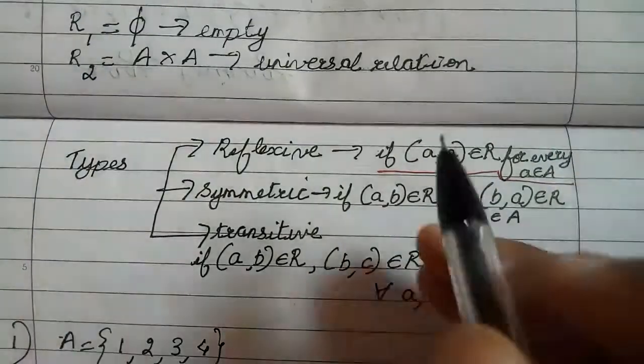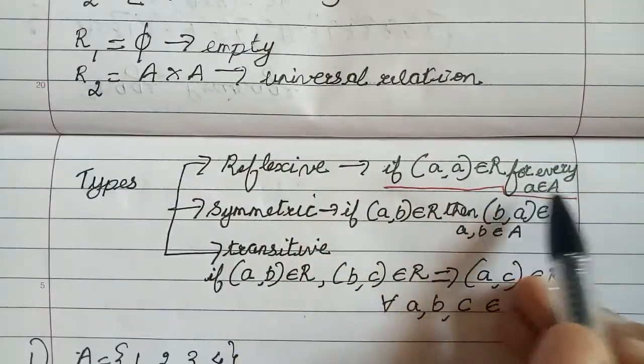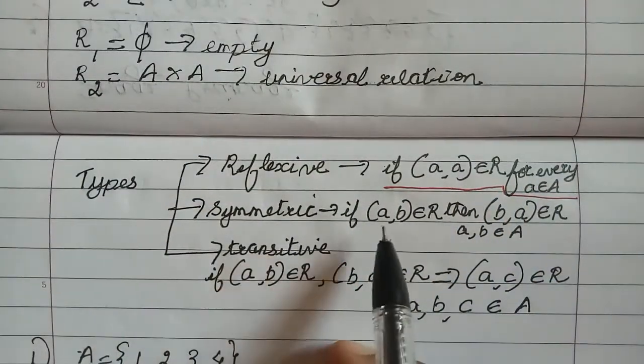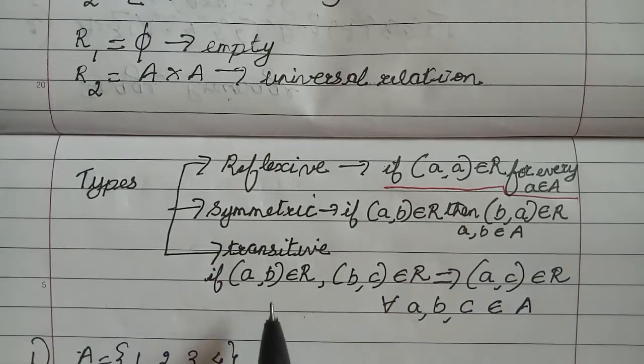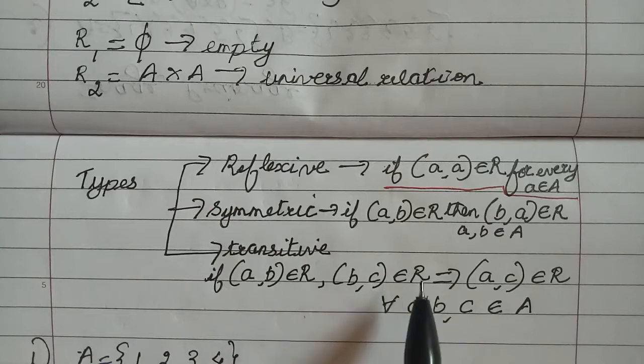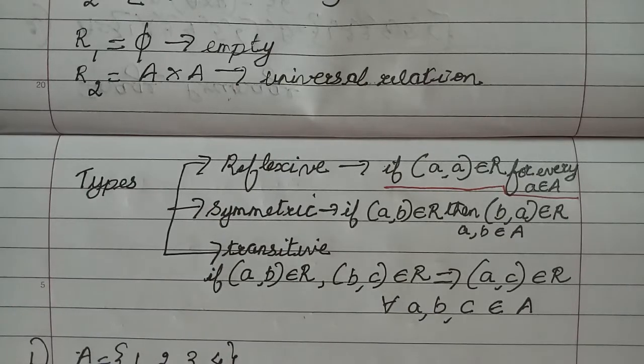The definition of reflexive says that (a, a) belongs to R for every a belongs to A. Symmetric means if (a, b) belongs to R, then (b, a) should belong to R. Transitive means for all a, b, c in A, if (a, b) belongs to R and (b, c) belongs to R, then (a, c) belongs to R. So let us check these conditions.